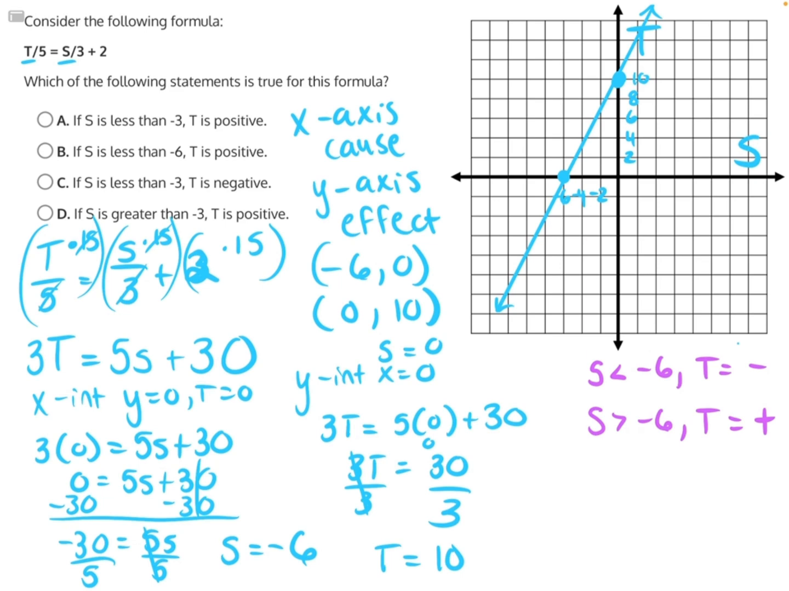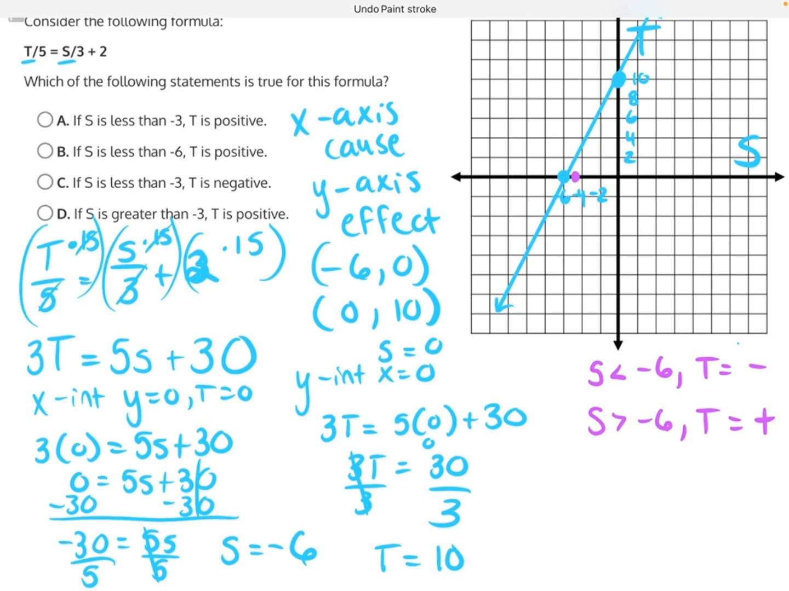A says when s is less than negative 3, t is positive. Well, where is negative 3? Negative 3 would be between negative 6 and negative 4 right here. And when it's less than, that would be right about here on the graph. That's everything to the left-hand side. Now, it is positive for this little stretch of space right here, so it's partially correct. However, once we cross s equals negative 6 and go into negative infinity, we have nothing but negative t values.